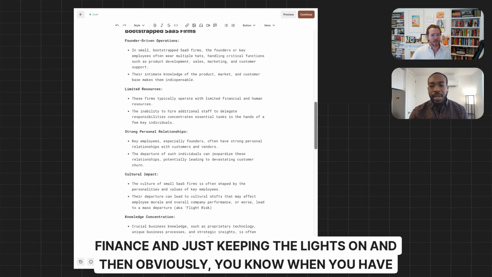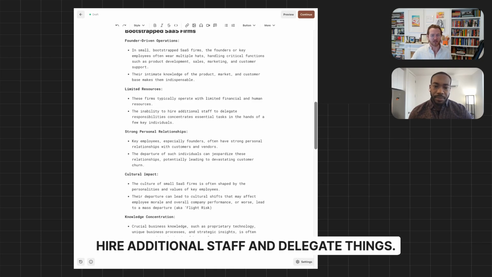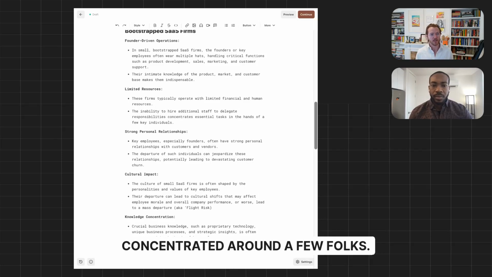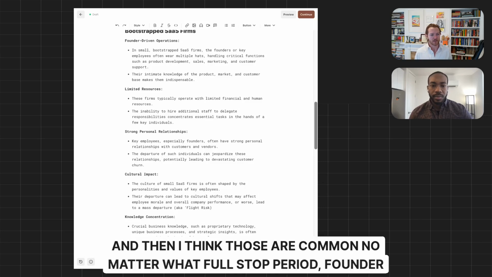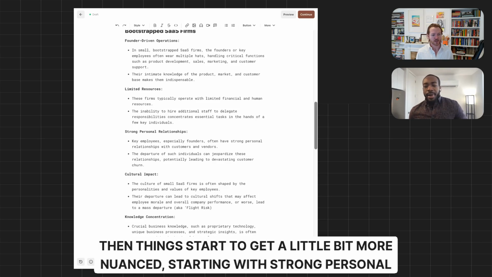And then obviously, when you have limited resources, you can't hire additional staff and delegate things. So all these activities, or the essential tasks, get concentrated around a few folks. So limited resources, founder-driven operations. I think those are common no matter what, full stop, period. Then things start to get a little bit more nuanced, starting with strong personal relationships.